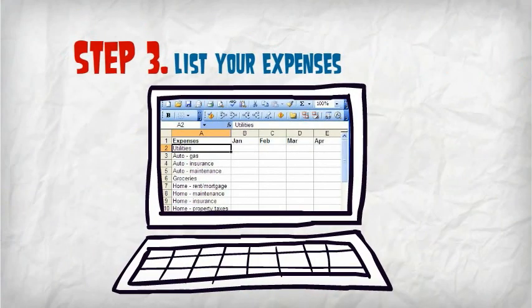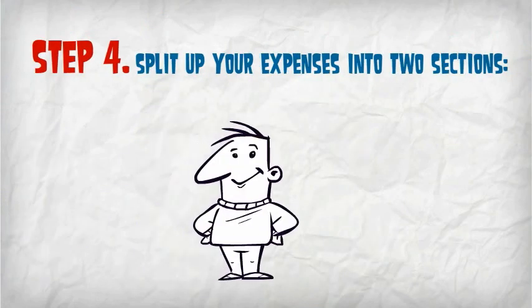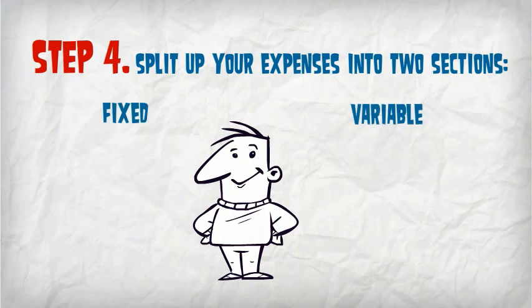Step 3. Bob needs to list his expenses, things like food and clothing, everything he spends on. Step 4. Bob needs to split up his expenses into 2 sections, fixed and variable. Fixed expenses meaning they don't change, and variable expenses mean they change monthly.